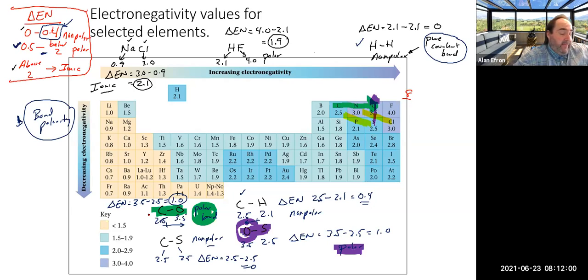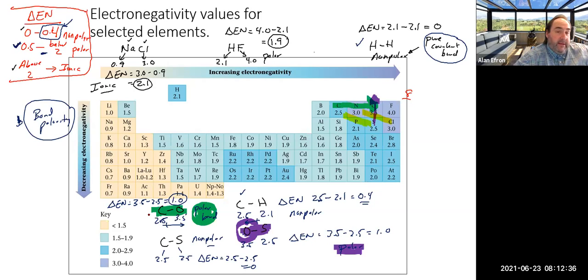If you get above 0.4, which probably would put you at about 0.5 in most cases, to below 2, that will give you some type of polar bond. And typically above 2, as we talked about last time, and again, just a general guideline, typically above 2 is ionic. There are some exceptions that are not above 2 but are still ionic. They would have an ionic bond. As we talked about last time, for an ionic bond you really don't even need these numbers.